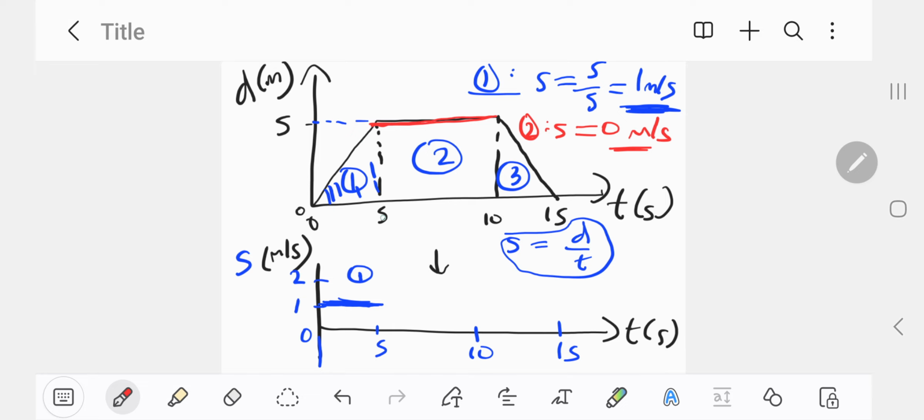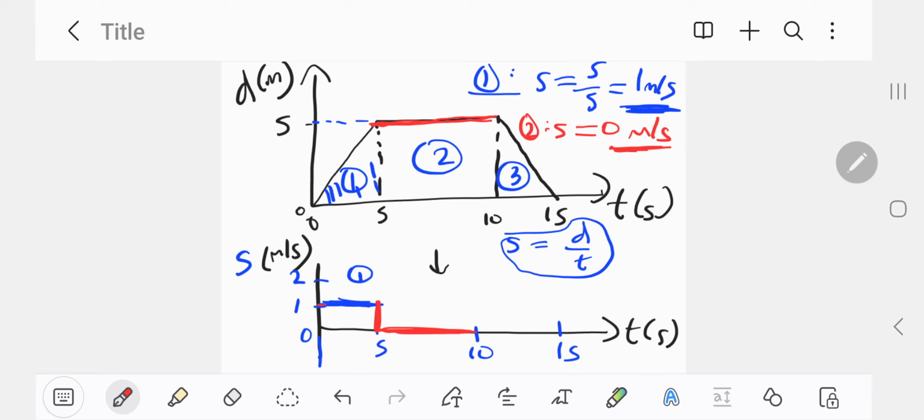So from 0 to 5 seconds, you're moving up to 5 meters. Then after 5 seconds, you're standing still. So your speed is 0. You're not going anywhere. So you draw a vertical line straight down, and that hits the 0 axis. From 5 to 10 seconds, it's 0.